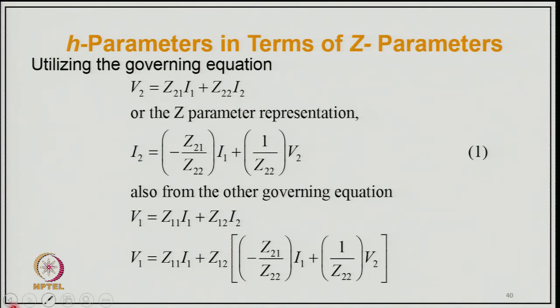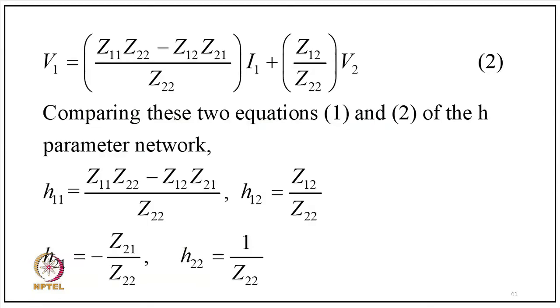From here we can write V1 equal to Z11 I1, and we can keep the value of I2 from this equation. We can write Z12 in bracket, minus Z21 upon Z22 I1 plus 1 upon Z22 into V2. Simplifying this equation, we can write V1 equal to Z11 into Z22 minus Z12 Z21 divided by Z22 into I1 plus Z12 divided by Z22 into V2.